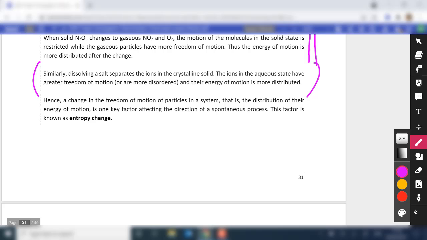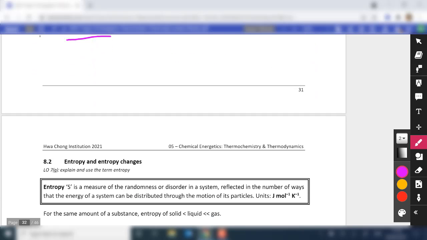So a change in the degree of freedom, which means the distribution of the energy of motion, is a key factor affecting the direction of spontaneity. Yeah, so this is known as entropy change. That's one way of looking at it. This is not the only way. But I think when our notes were written, this is one way where we try to position the ideas.